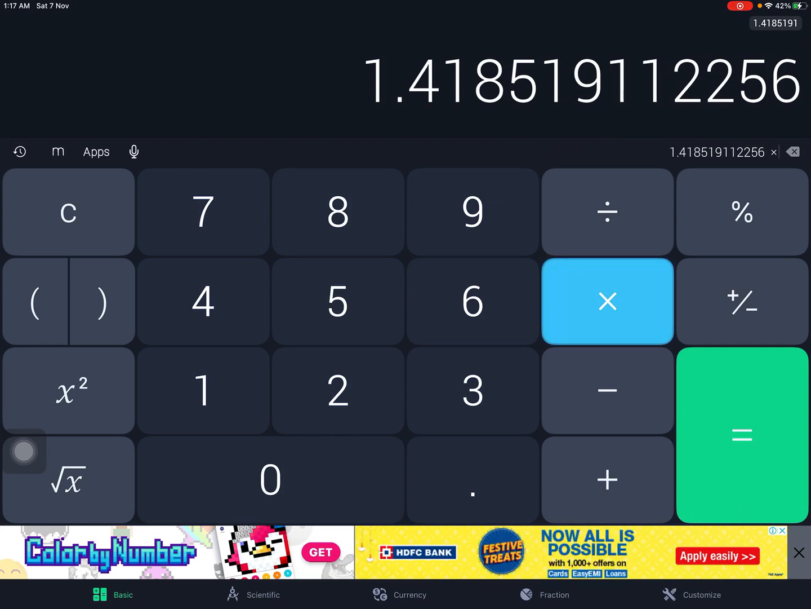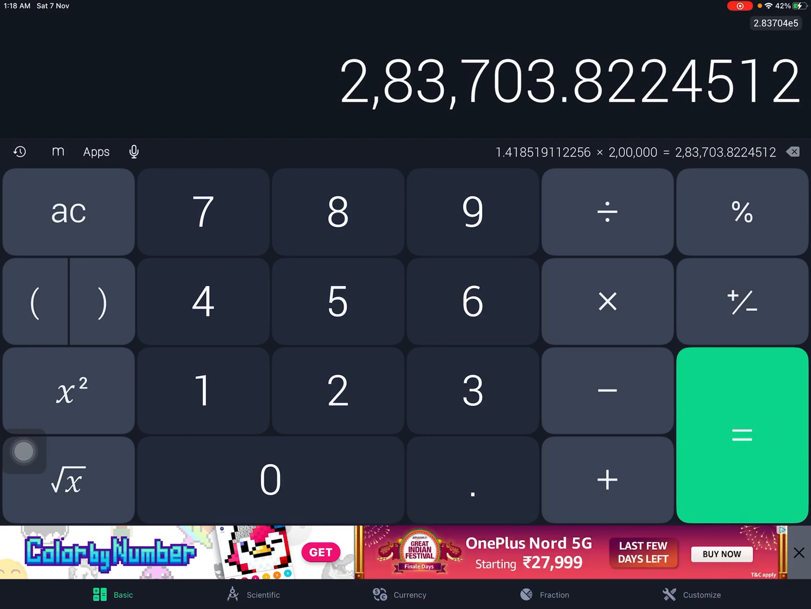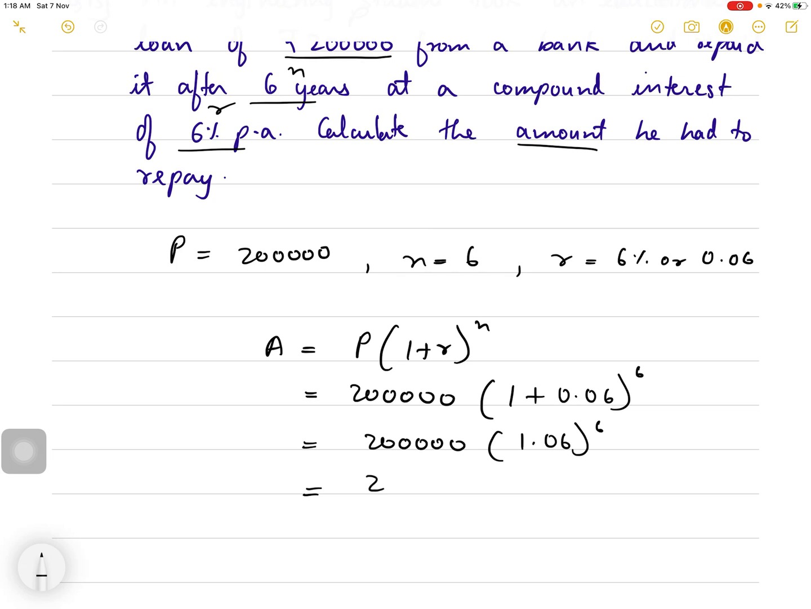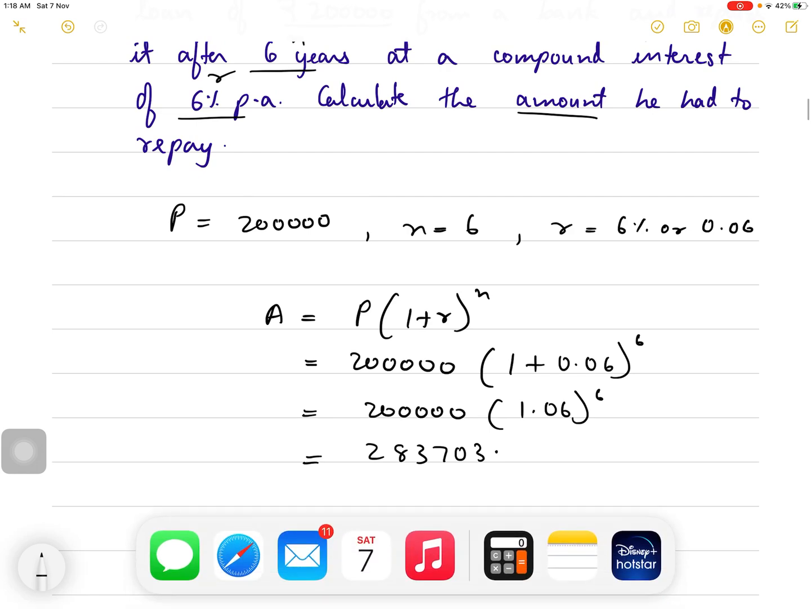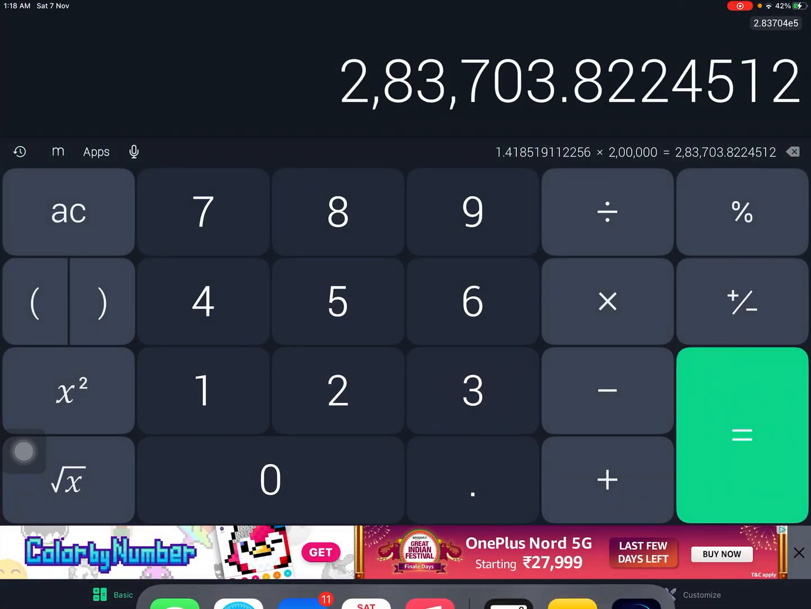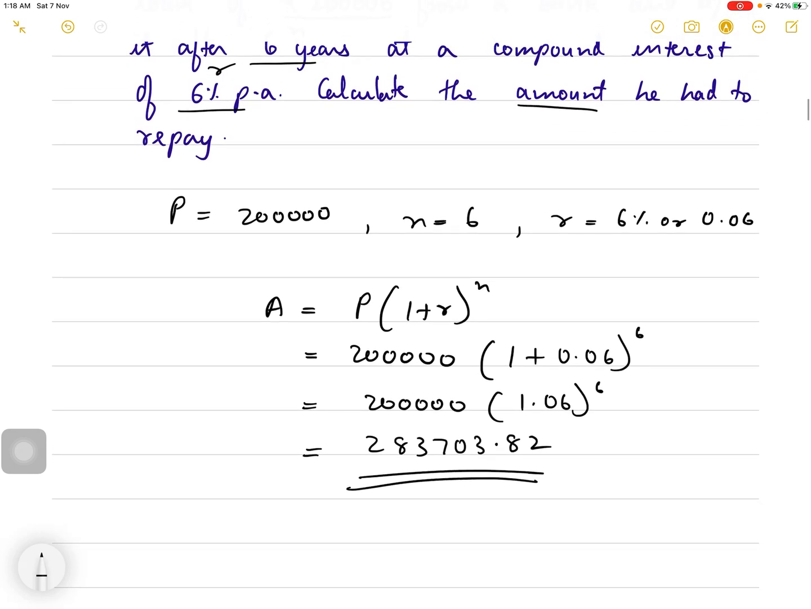Multiplied by 2 lakh. So now this comes to 2,83,703.82. So my answer is 2,83,703.82. Okay, so this is the answer.